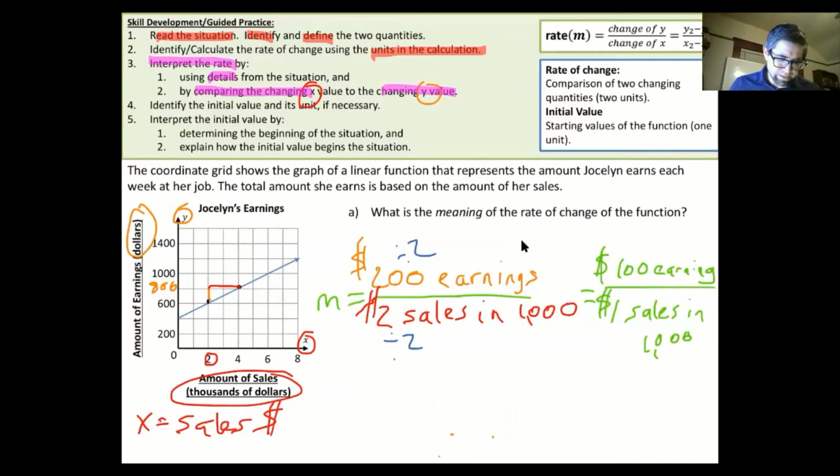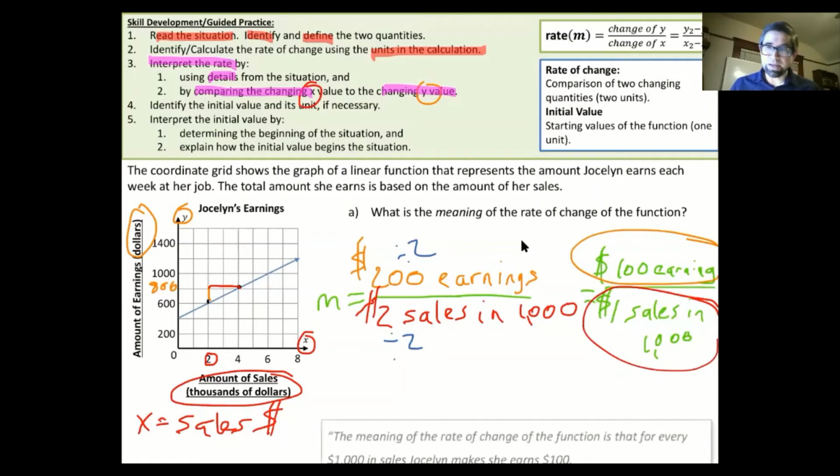Now, instead of writing this out, I have it typed so we can read it. And let me help you understand what I would write here. So going back to my rate of change, I have $100 in earnings. Here's my Y value, $100 in earnings over $1,000 in sales. So if I want to compare the X values first, I would say every time she has $1,000 in sales, that means she's going up in her earnings by $100.